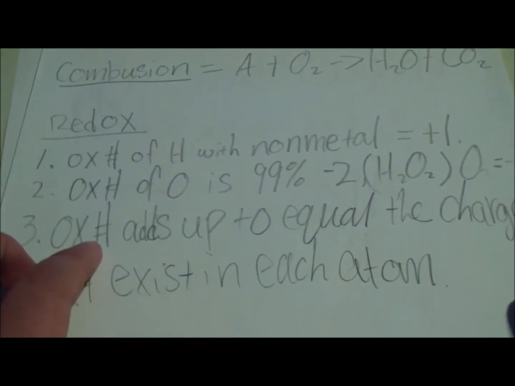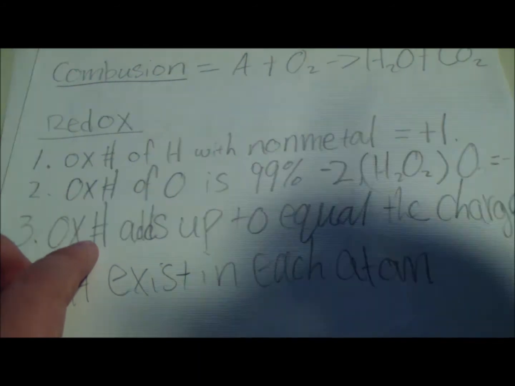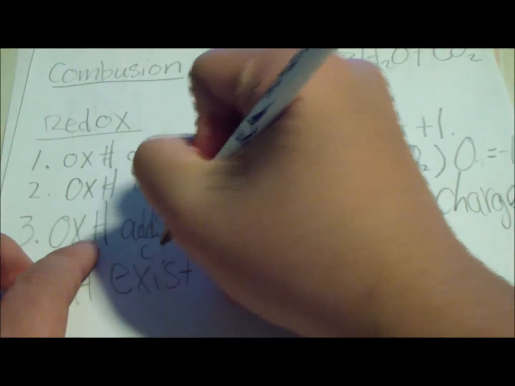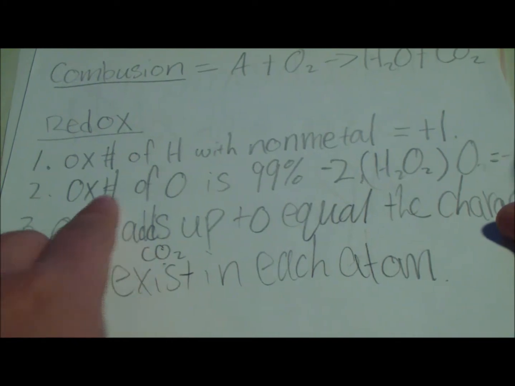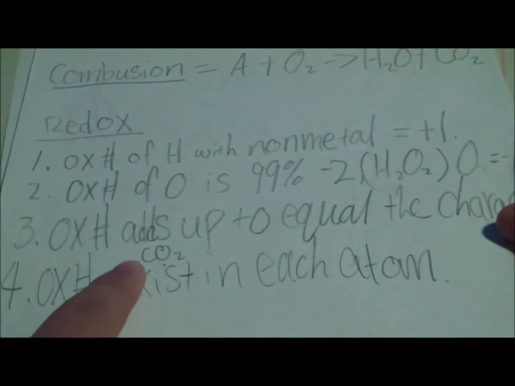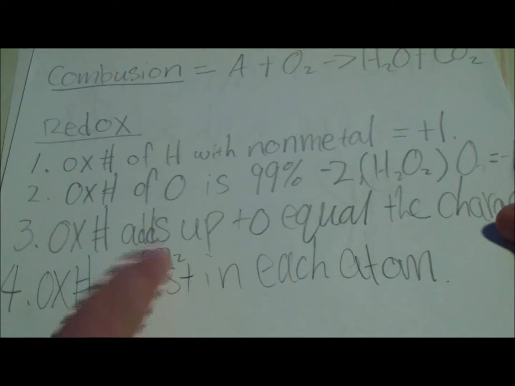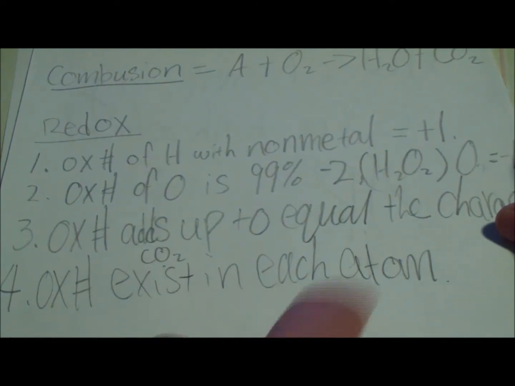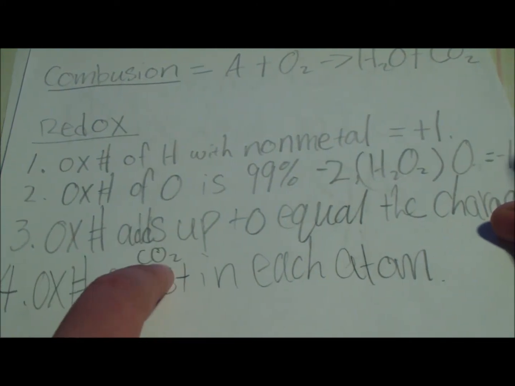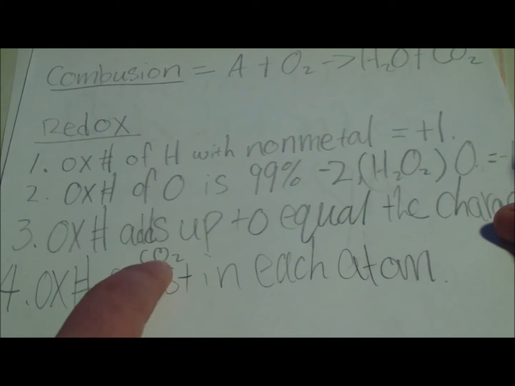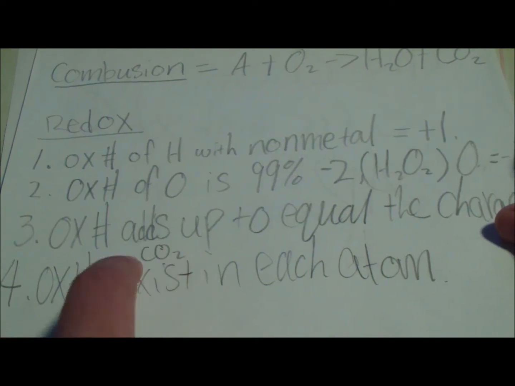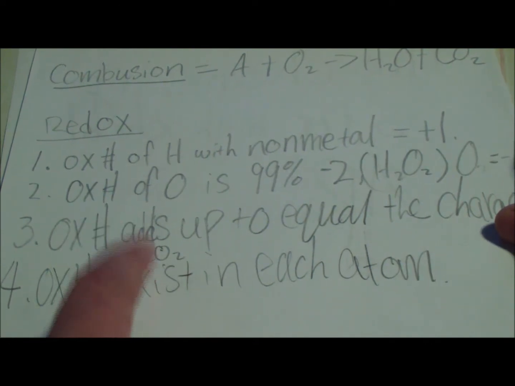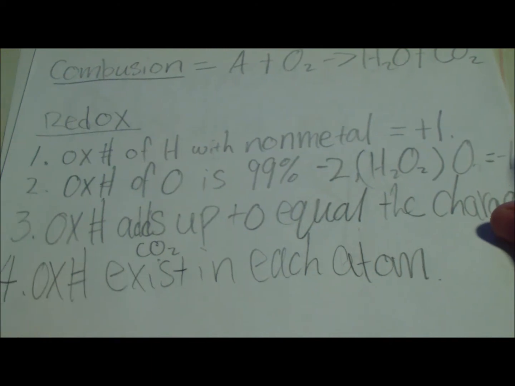Let's say CO2. Oxygen is always -2, and you have 2 atoms of oxygen, each -2, so the oxygen totals -4. There's no charge on the molecule, so the carbon must be +4. Simple as that.